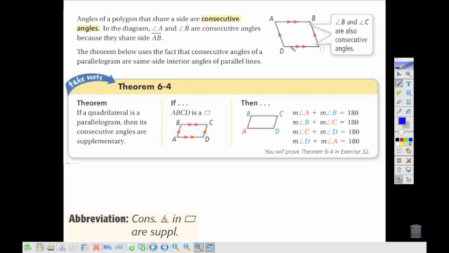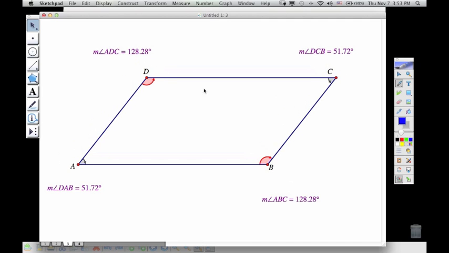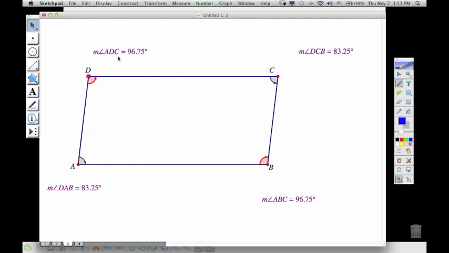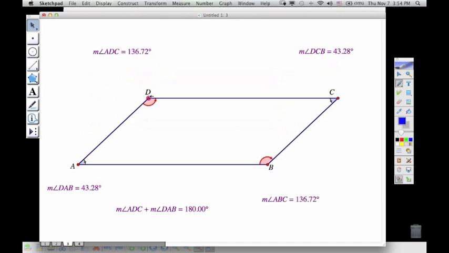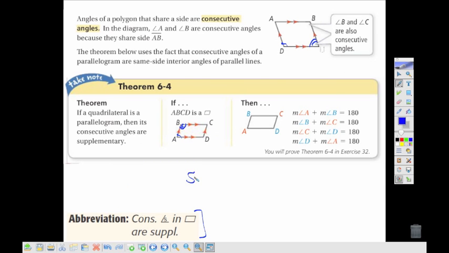We can also look at consecutive angles. Consecutive angles would be the angles that are next to each other in a parallelogram. So I can see my opposite angles here. I've got my two red angles here. And if we look at these two angles here, if I add those two angles together, notice that we're going to get 180 degrees no matter where I move that. So our proof for this is really simple.